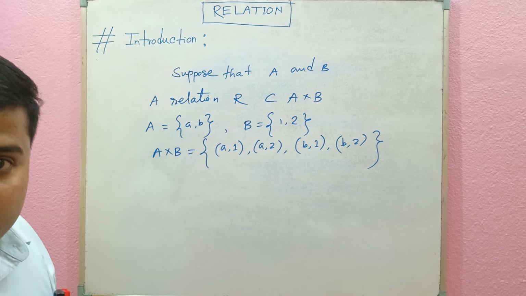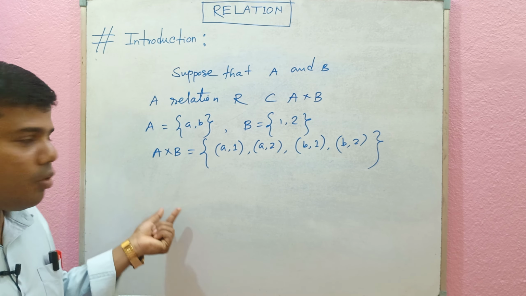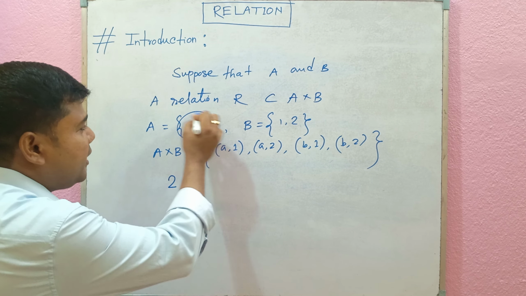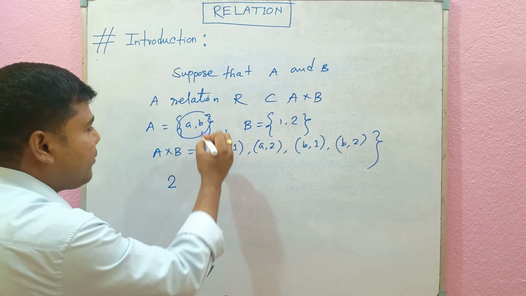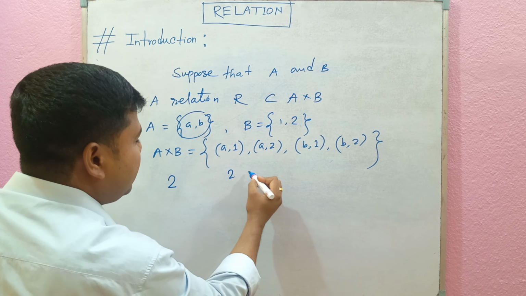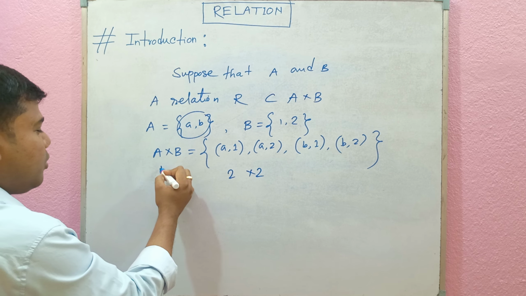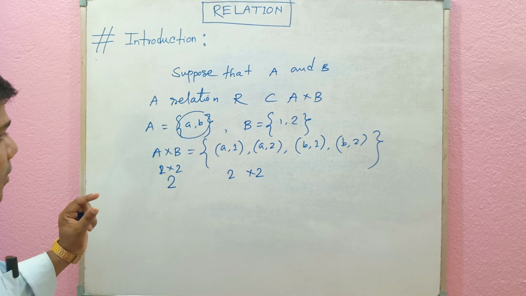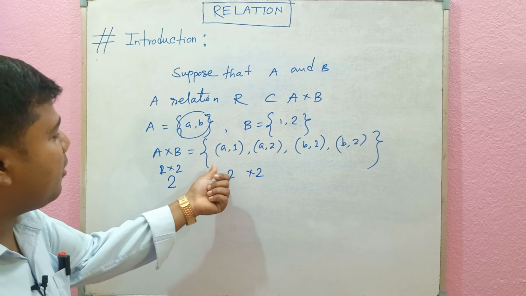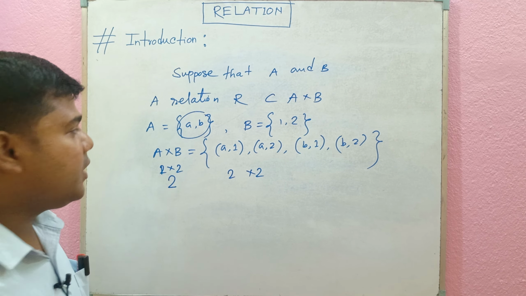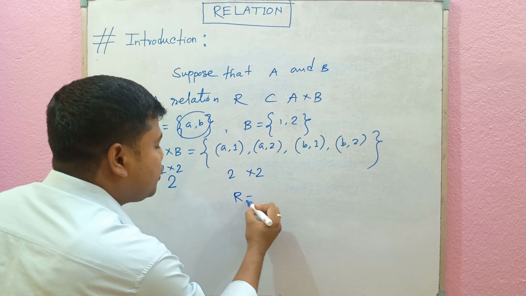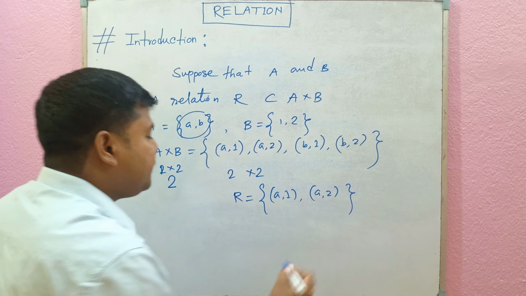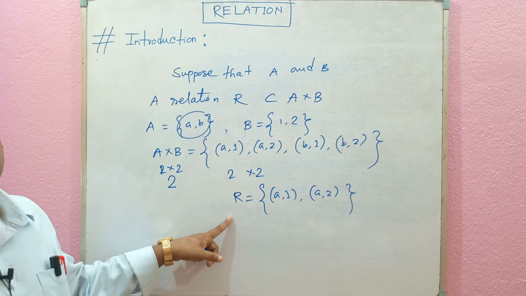We know that the total number of subsets of A cross B is 2 to the power of the number of elements. The cardinal number of A is 2 and the cardinal number of B is 2. So it is 2 to the power 2 times 2. Each subset of A cross B is a relation, such as R = {(a,1), (a,2)}. This is a relation.